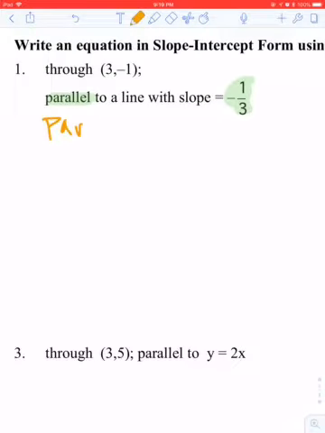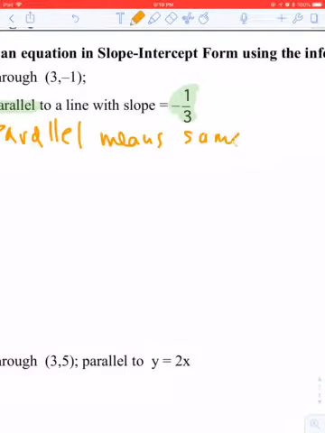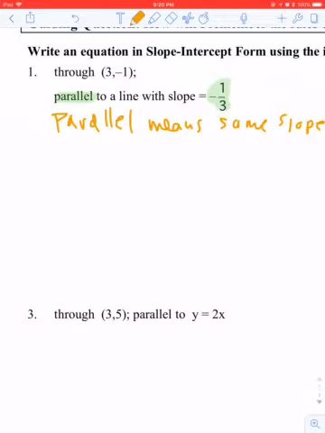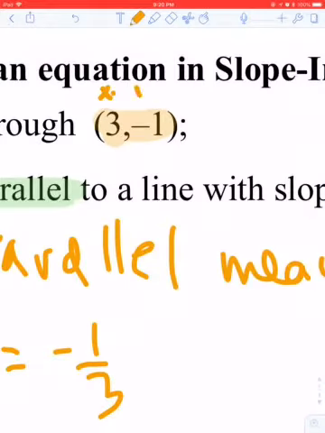Parallel means same slope. So if my slope needs to be parallel to this slope that's given, my slope is going to be the same, negative 1/3. And then the other part is they said it needs to go through this point. And that gives you a huge hint of what you need to do. Okay, this point is x1, y1.